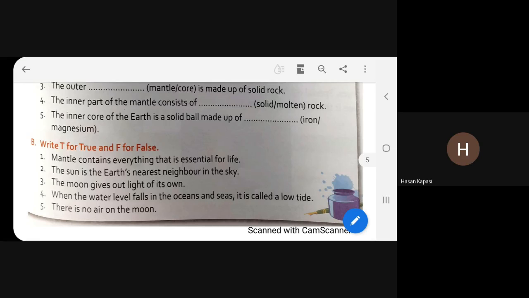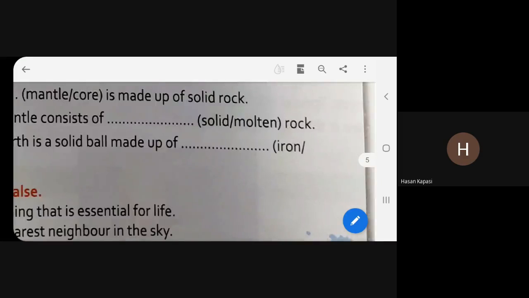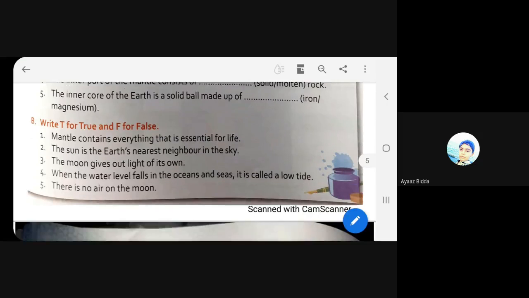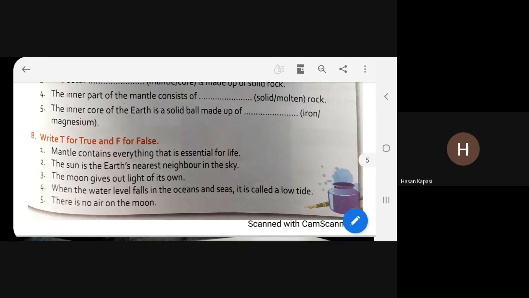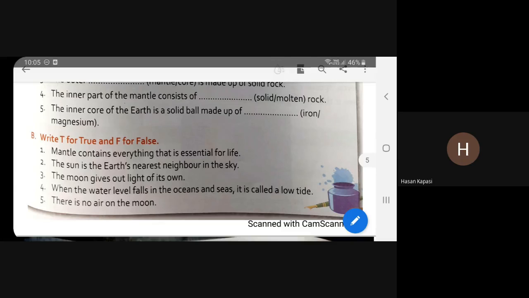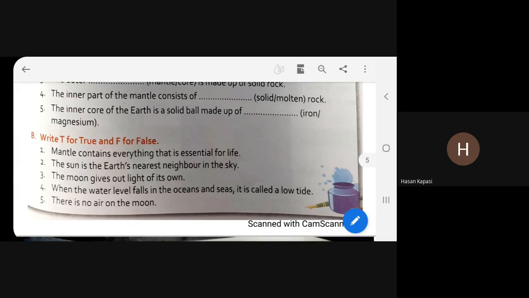Now the easiest one: the inner core of the earth is made up of a solid ball of what? Iron. Very good, it is made up of iron. Now in true or false, the first sentence is that the mantle contains everything that is essential for life. Is it like that? No, it is the crust. So it is false, because it is the crust which contains everything that is essential for life.